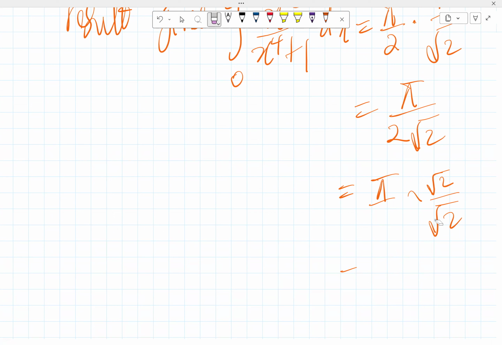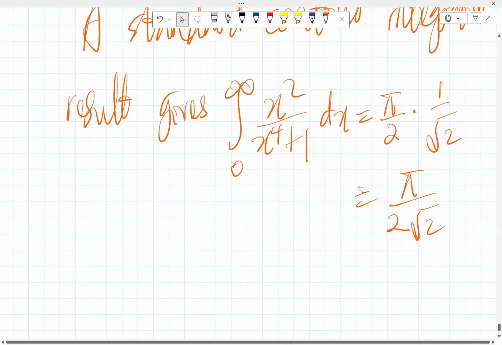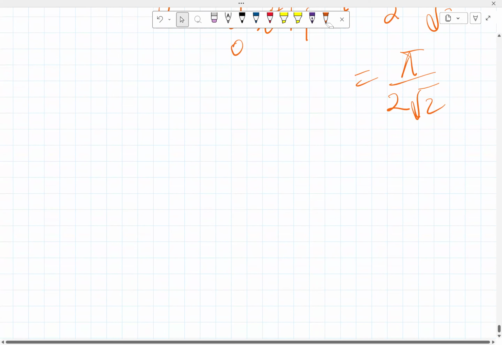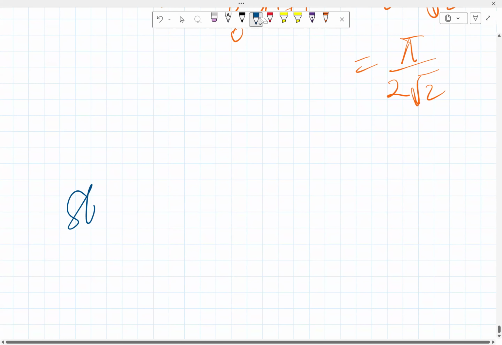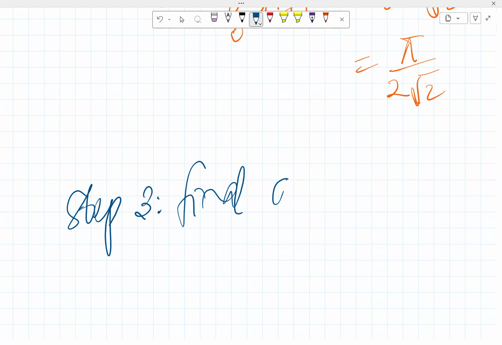Okay. I think I'm getting ahead of myself. So that is pi over 2 root 2, from what we have there. With that in place, we can go for step 3, which talks about the final answer. Step 3, where we have the final answer.